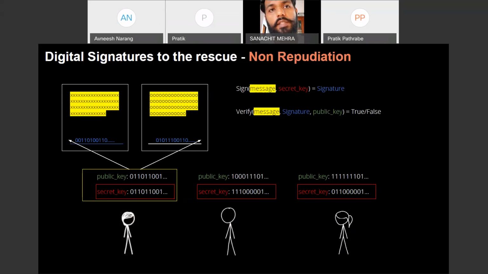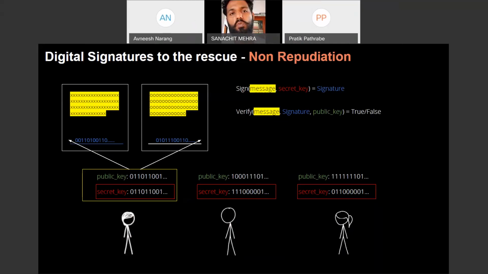Now, the cool thing here is that your sign function lets you consume the message that you want to encrypt or that you want to sign, and it consumes the secret key, which is available with you only. Okay, so this is a cryptographic secret key, which looks like a series of ones and zeros, and which only you have. Okay, and this function creates a signature. Now, since the function is consuming a message, this means that every single signature is unique. If the message is unique, then every single signature should also be unique.